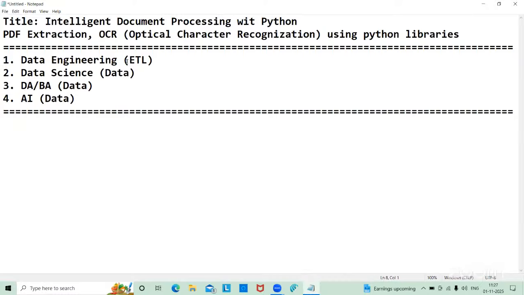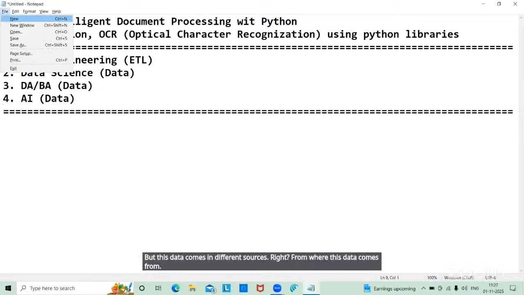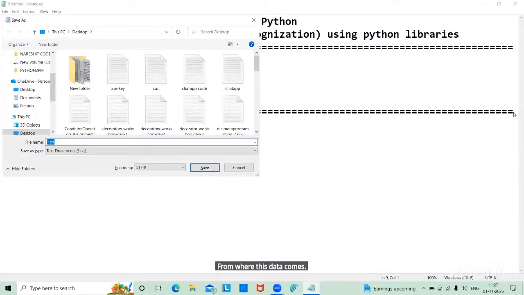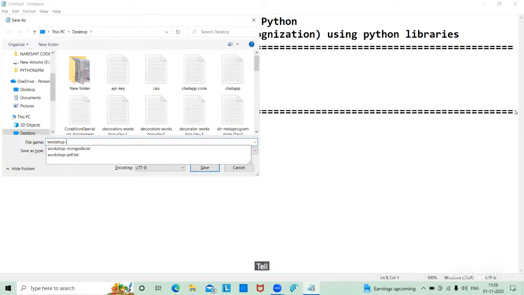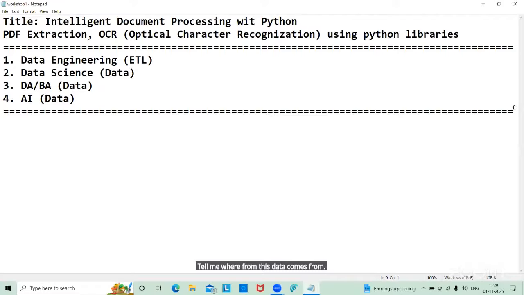But this data comes from different sources, right? From where does this data come from? Okay? Tell me where this data comes from. Yeah, dear students, you need to tell, right? Where do Kaggle people get it from?